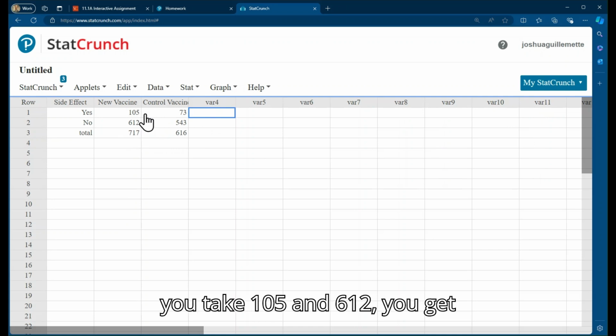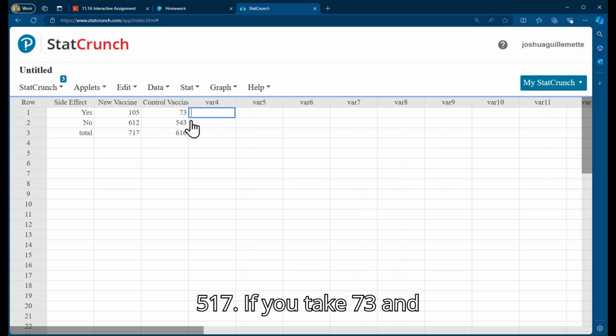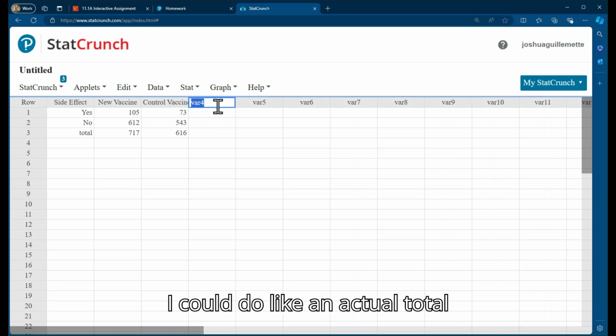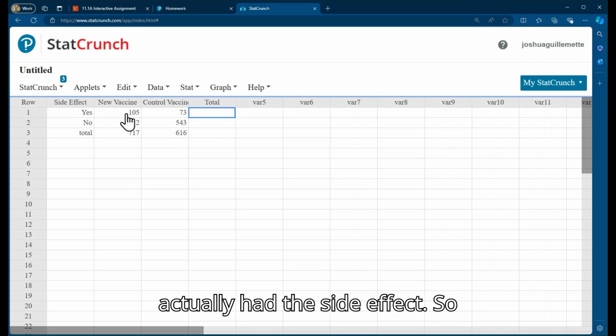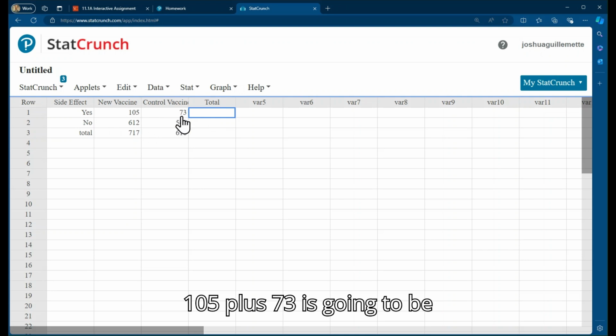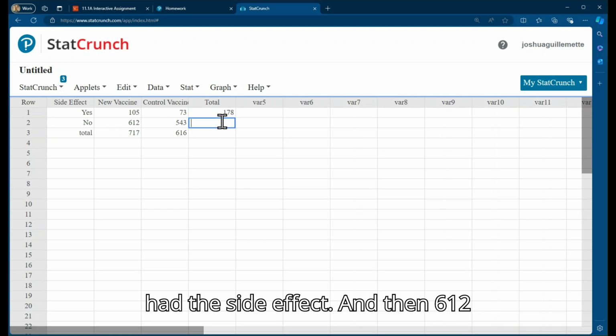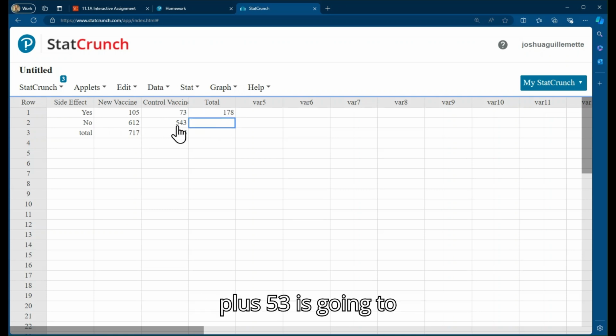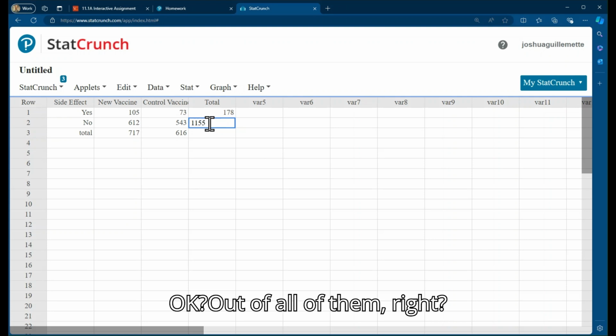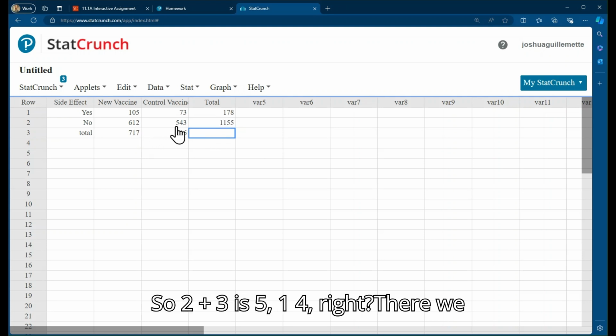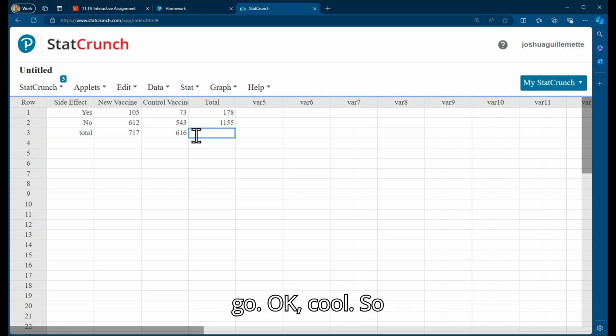So if you take 105 and 612, you get 717. If you take 73 and 543, you get 616. So now I could do an actual total over here, a total that actually had the side effect. So 105 plus 73 is going to be 178 that had the side effect. And then 612 plus 543 is going to be 1155, out of all of them. So 2 plus 3 is 5, 1 plus 4, right, there we go. Okay, cool.